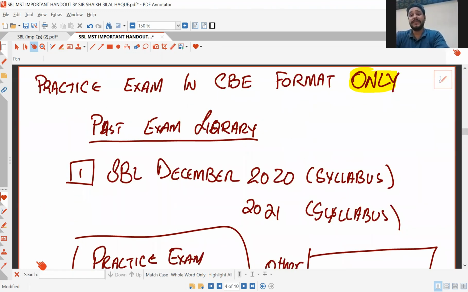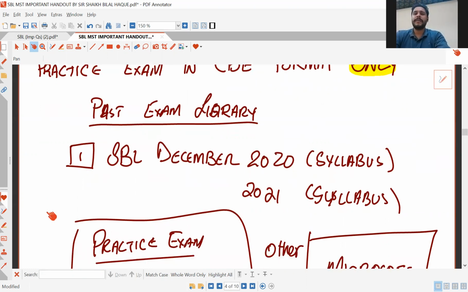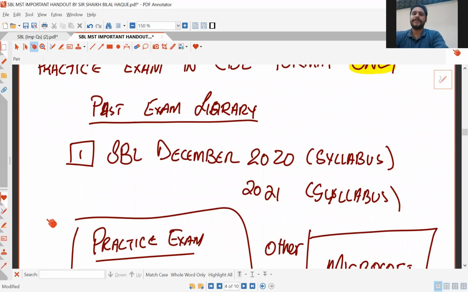Practice exam in CD format. I know that now we are only left with one day, so you must be just revising things, but make sure that you go through the CD platform once before going into your examination. That is by today's end or by tomorrow. Anytime you should go through the CD platform.